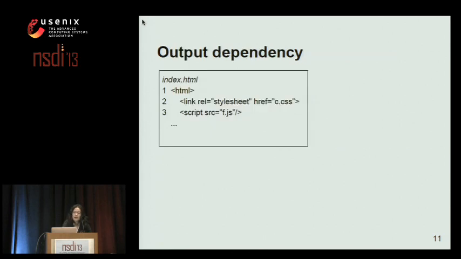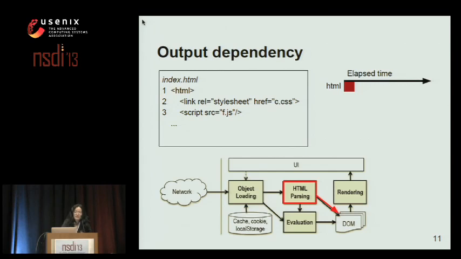Now let's take a deeper look at an example of output dependency. This web page embeds a CSS and a JavaScript. So first of all, the HTML gets parsed. When it gets to the CSS tag, it loads this CSS and evaluates it. At the same time, while the CSS is being loaded, the HTML continues to be parsed. And when it gets to the script tag, it loads this script. And then the script is evaluated.